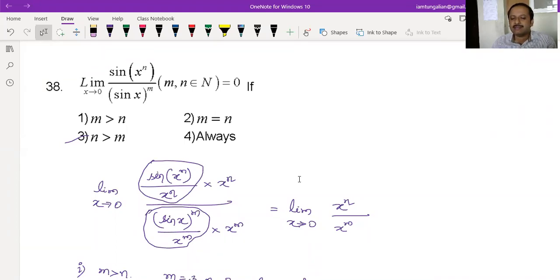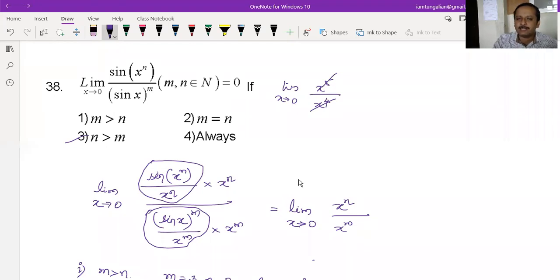Now, given that this limit is equal to 0, it means you can cancel something, right? Say if m is equal to n, both get cancelled, we'll get the answer as 1. But we want 0 as the answer. If you want 0 as the answer, something should remain in the numerator. Say, for example, if you have limit x tends to 0, x power 5 by x power 4, then x power 4 gets cancelled, x will remain. When you apply the limit, it will become 0.